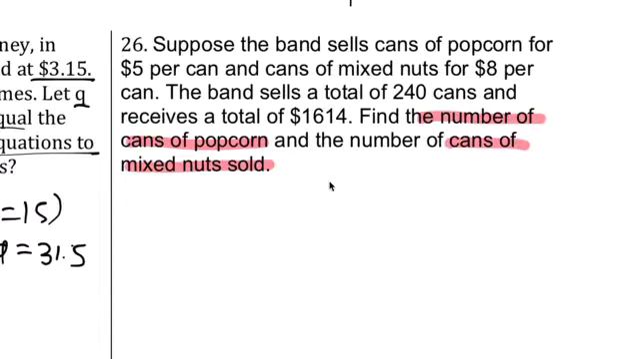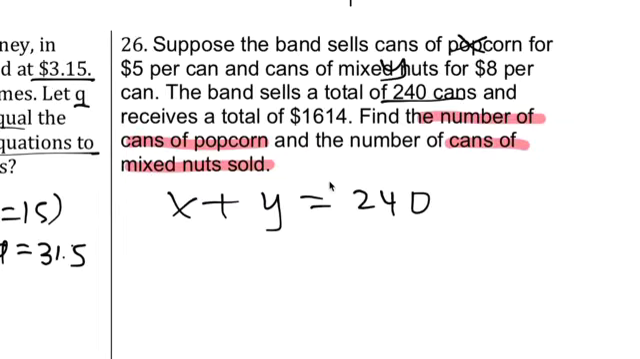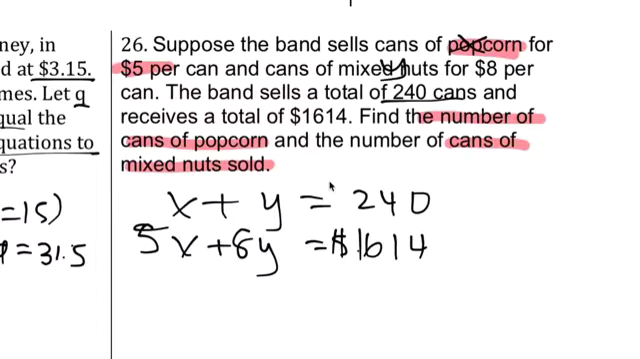Suppose you sell cans of popcorn for $5 per can. Popcorn, let's make it X. And cans of mixed nuts, Y, for $8 per can. You sell a total of 240 cans, so X plus Y equals 240 cans, and receive a total of $1,614. Cans of popcorn sell for $5, so 5X plus 8Y equals that dollar amount.